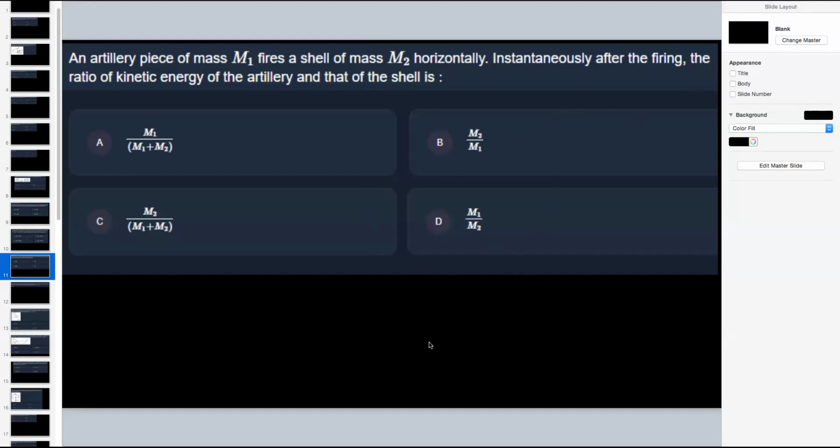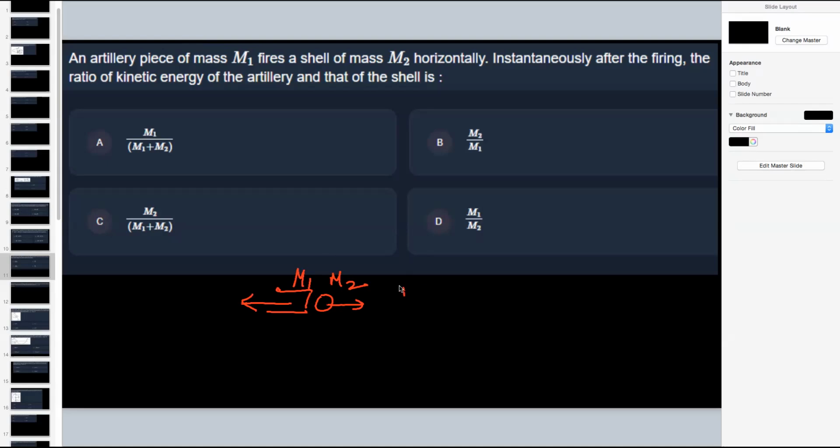Now we see this problem again. An artillery piece of mass M1 fires a shell of mass M2 horizontally. Instantaneously after the firing, the ratio of kinetic energy of the artillery and that of the shell is. Now, what is given in your problem? Yes, this is firing, mass of this is M1 and firing a mass M2. This is related to internal forces, firing.